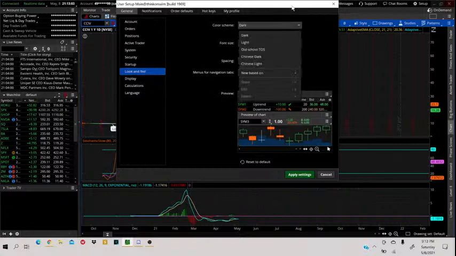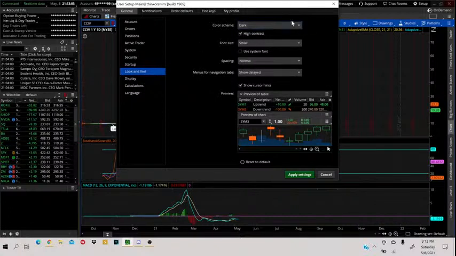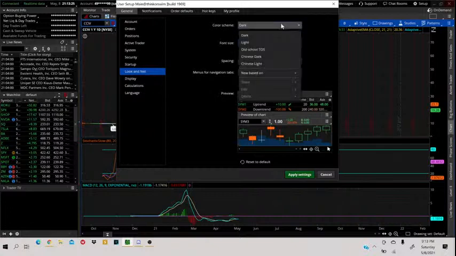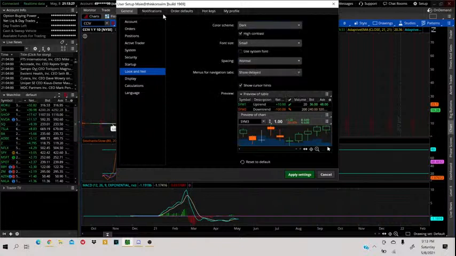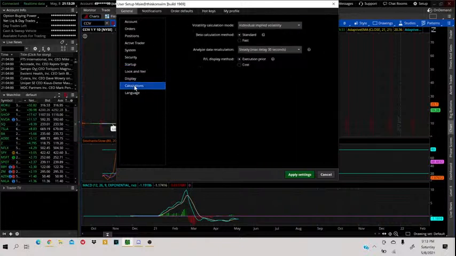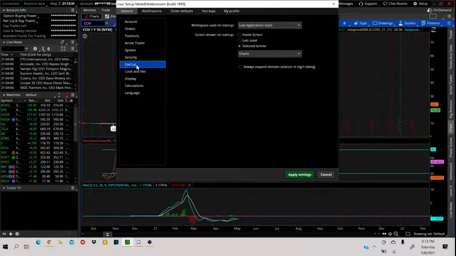I like it dark so it's easier on the eyes if I'm staring at the screen. Don't want to be staring into bright light. And then the font size small. I mean, I got decent eyesight. You shouldn't need it too big. Normal spacing. Show cursor hints, and then it'll give you a preview of how it'll look right there. So like I said, dark with high contrast is what I got. It's just easier to see. It's easier on the eyes and everything like that. That's basically how you get that set up.